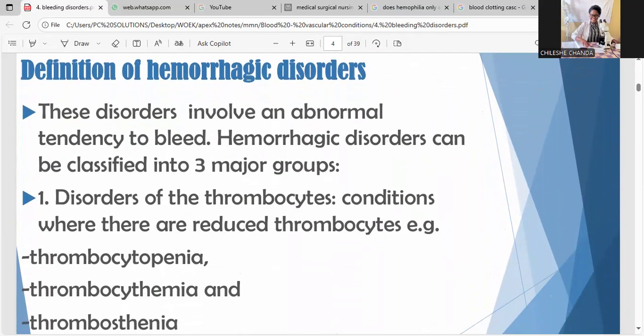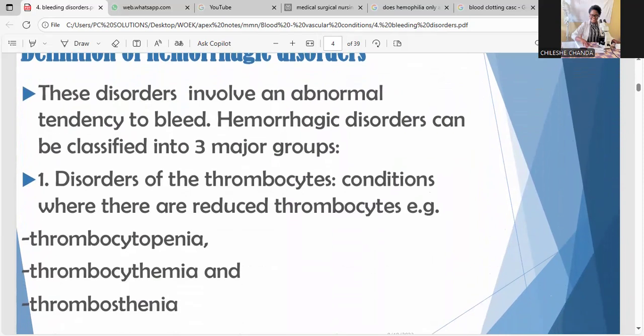What are bleeding disorders? These are disorders that involve an abnormal tendency to bleed. A normal person will bleed for a certain period of time depending on how big the wound is. But someone who has a bleeding disorder will continue bleeding for much longer. They can be classified into 3 major groups.